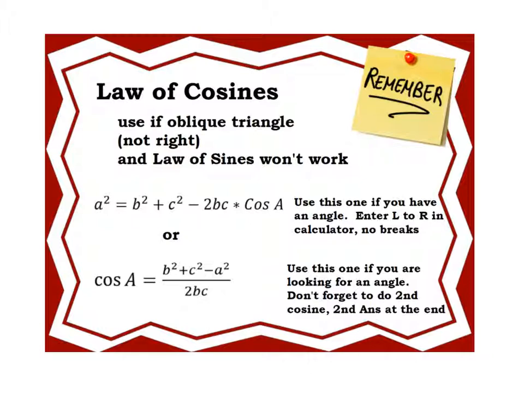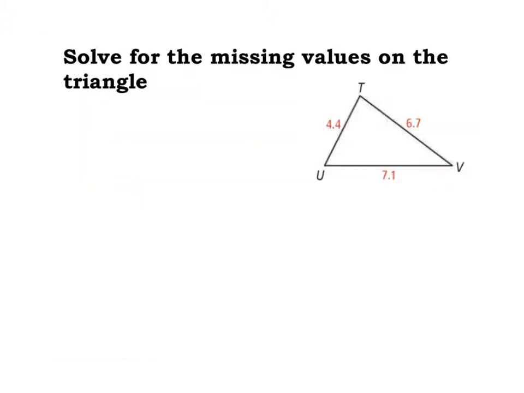Let's practice a couple times. Here they've given me side, side, side. It says solve for the missing values. I'm going to have to do this a couple times. I have to find all the angles, but really I'm just going to find two of the angles, and then subtract from 180 to find the third one. So I'm going to do law of cosines twice on this. Let's do the 7.1. I'm going to work with the 7.1.